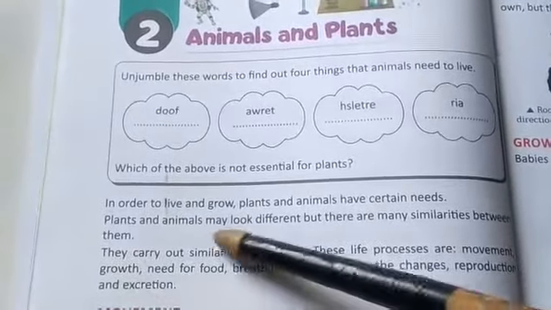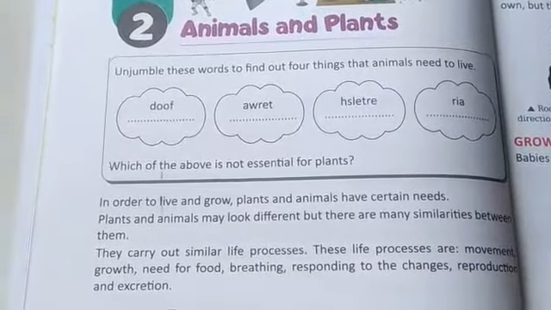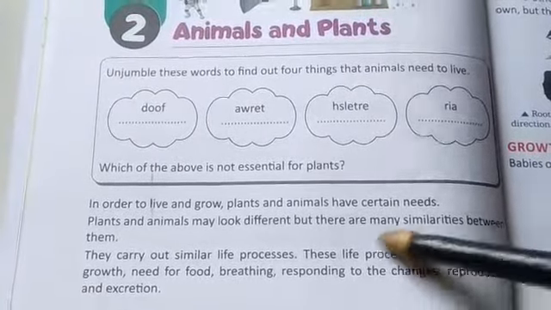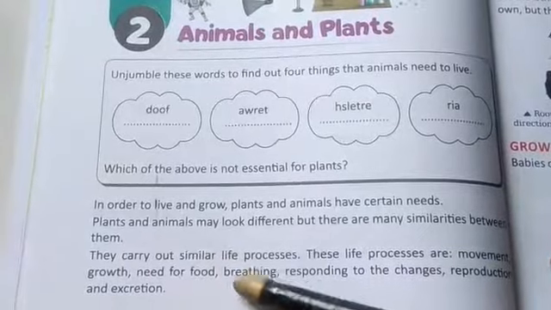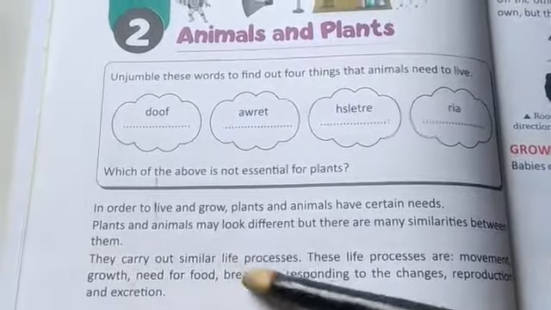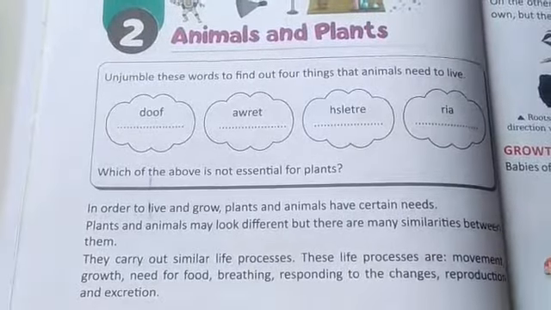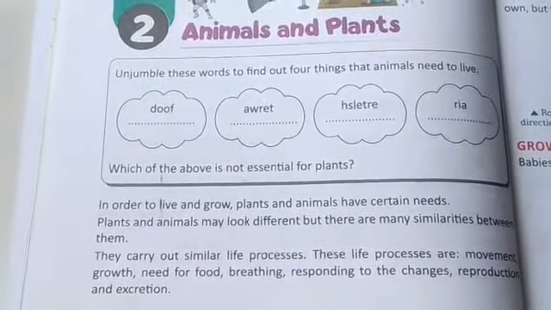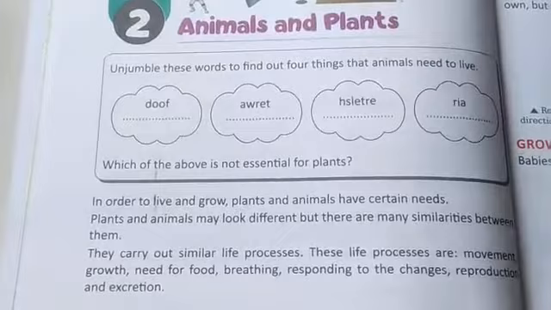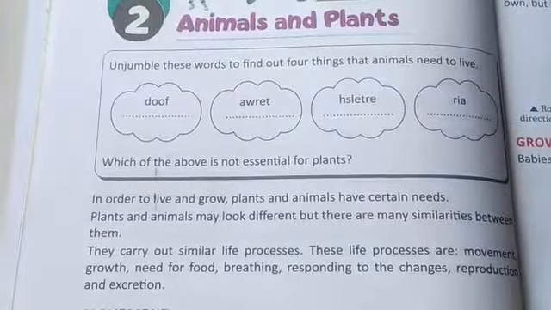Now, in order to live and grow, plants and animals have certain needs. Plants and animals may look different from each other, but there are many similarities between them.